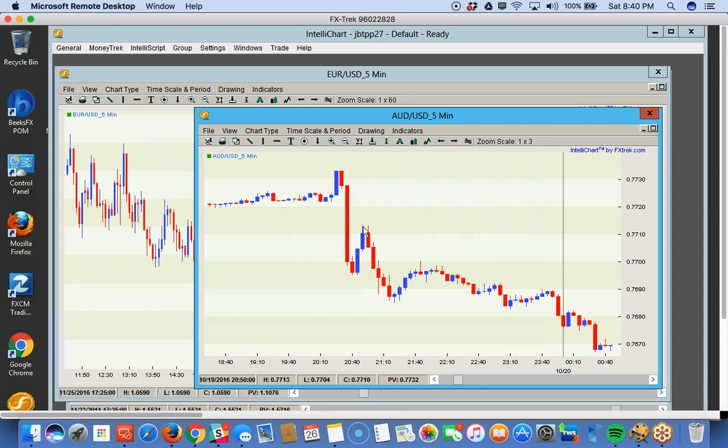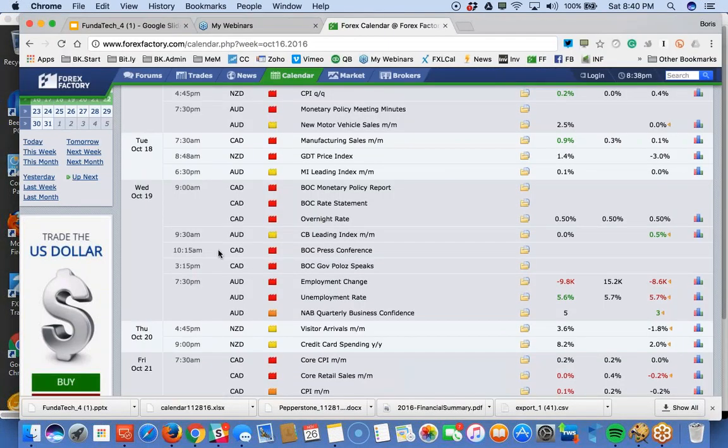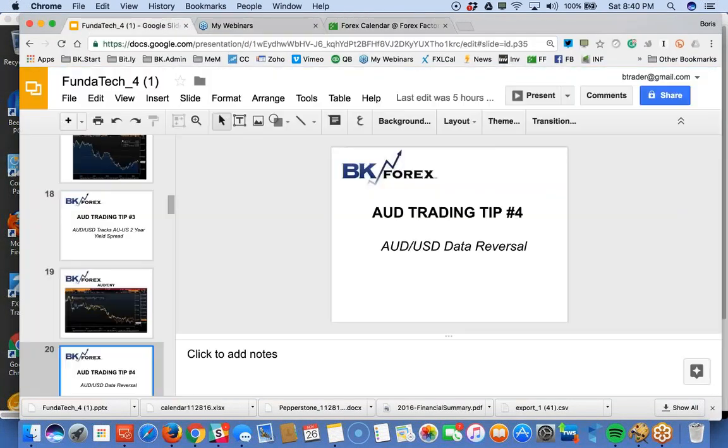And quite often, it actually turns into a V-shaped reaction where it gets sold off and then comes right back up to its original prices, right? In this particular case, it actually extended itself all the way down. But that's a very interesting dynamic of how the Australian dollar trades.